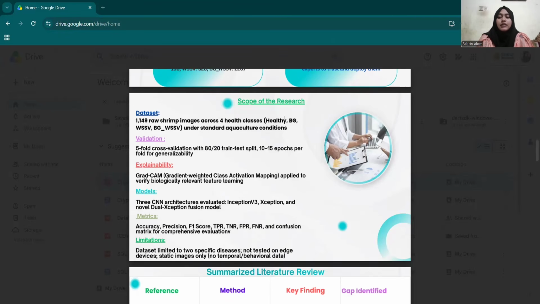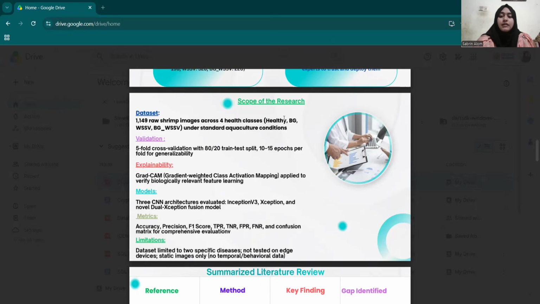And the fourth one is models. Here we use three types of deep learning model. The first one is InceptionV3, the second one is Xception, and the third is a novel dual fusion model. The fifth is metrics. It measures performance using accuracy, precision, F1 score, TPR, TNR, FPR, FNR, and the confusion matrix for comprehensive evaluation.